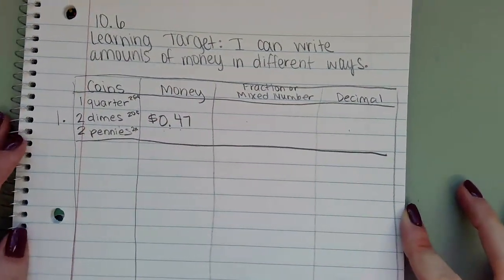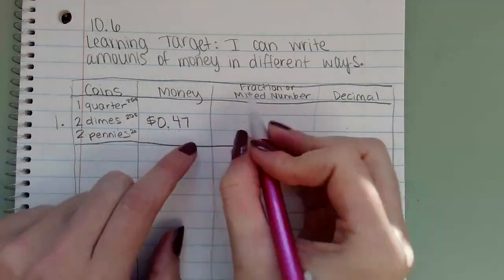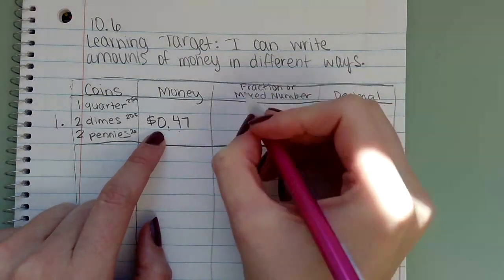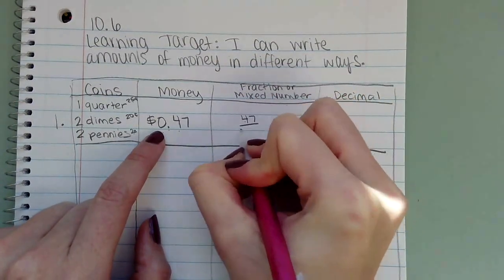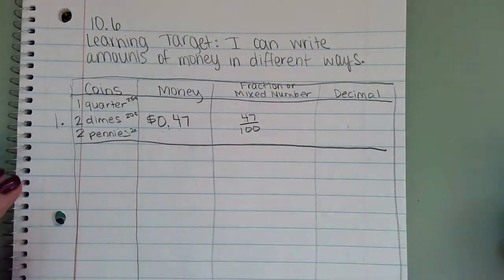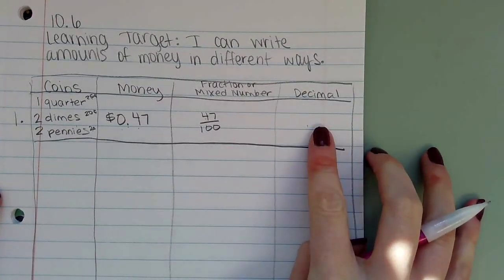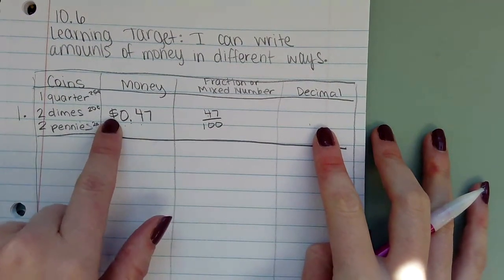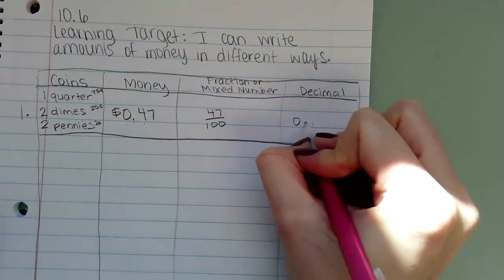Now let's write this as a fraction or mixed number. So it's going to be a fraction because there's no whole number, so it's not a mixed number. We have 47 hundredths. And now let's write this as a decimal, which is going to look a lot like the money column, just without the dollar sign. We have 47 hundredths.